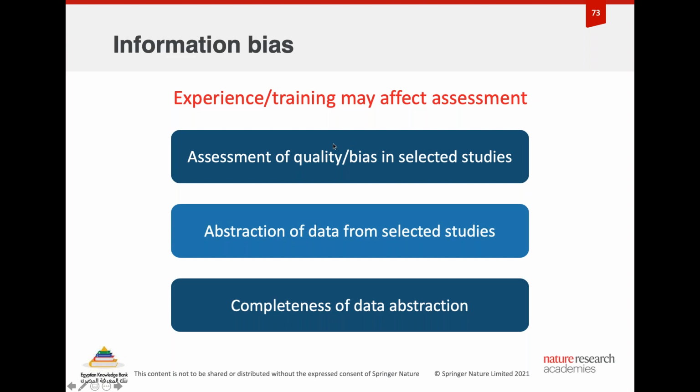In terms of the assessment of quality and bias, if someone has not published a lot of clinical papers and then you're asking that person to assess quality and bias in other clinical papers, do they really know what to look for?